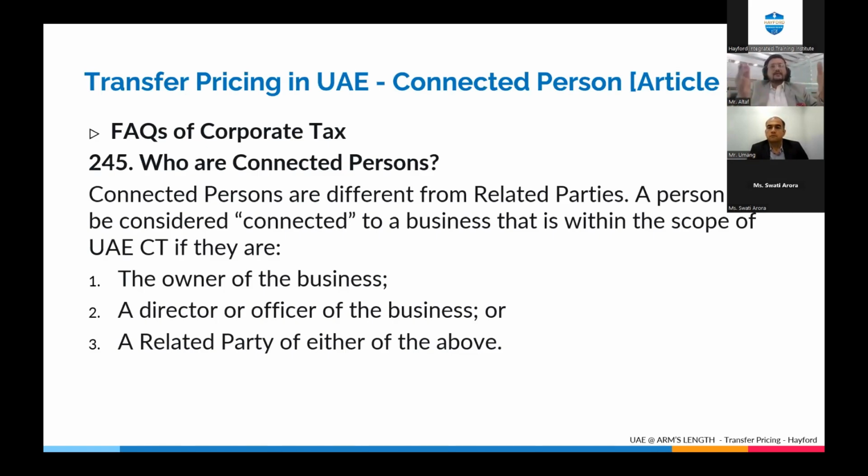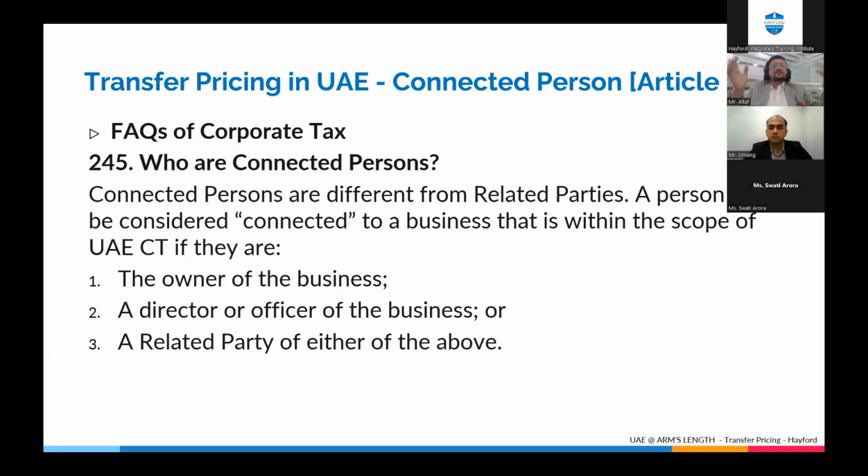And when we read the definition of connected person, it becomes very clear to us as to what is the intent of the law. So the three things that you see here, these are precisely the words that have been used by the relevant article that has defined the connected persons. I think Article 36.